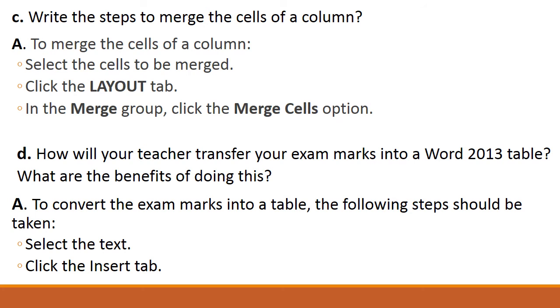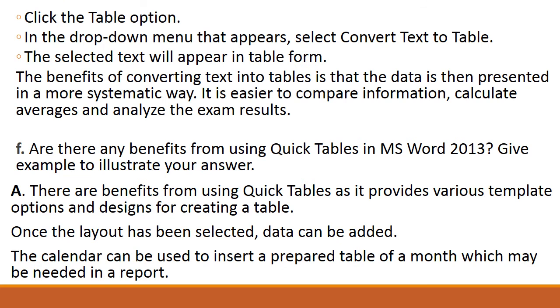The next part is: how will your teacher transfer your exam marks into a Word 2013 table? What are the benefits of doing this? And the answer is: to convert the exam marks into a table, the following steps should be taken. Select the text, click the Insert tab. Click the Table option. In the drop-down menu that appears, select Convert Text to Table. The selected text will appear in table form. The benefit of converting text into a table is that the data is then presented in a more systematic way. It is easier to compare information, calculate averages, and analyze the exam results.